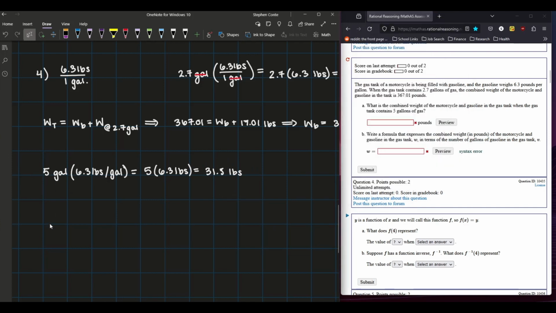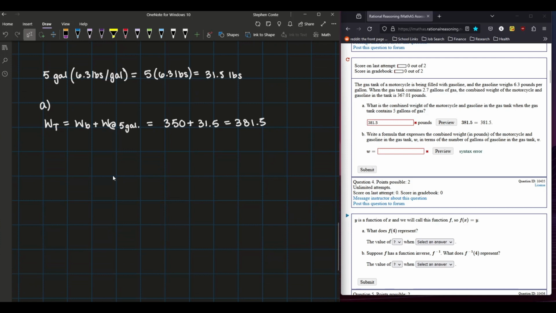Right? So now, combined weight, this is A. Combined weight is the bike weight plus weight at 5 gallons. Okay? I know the bike weight is 350 pounds. And I know the gas weight is 31.5 pounds. So that means that the total weight has to be 381.5.